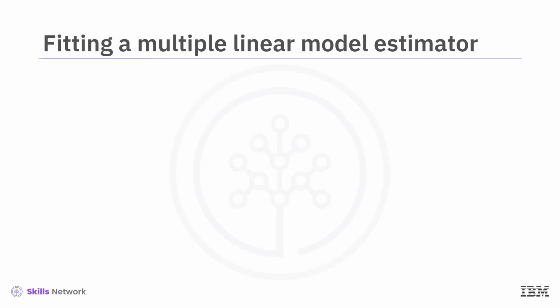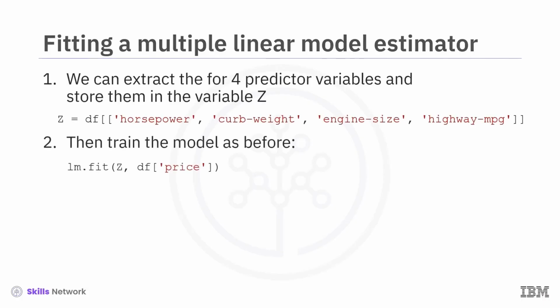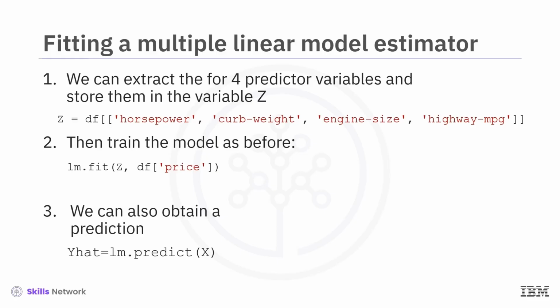We can fit the multiple linear regression as follows. We can extract the 4 predictor variables and store them in the variable z, then train the model as before using the method fit with the dependent variables and the targets. We can also obtain a prediction using the method predict.